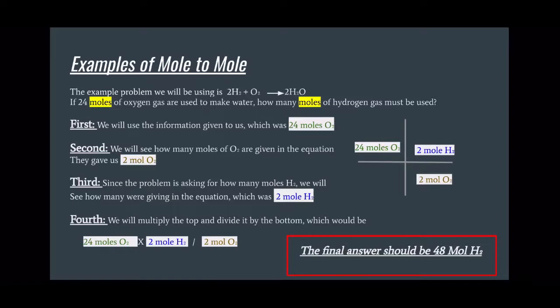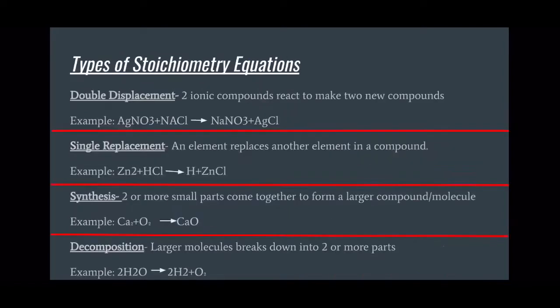Third, since the problem is asking for how many moles of hydrogen, we will see how many were given in the equation, which was 2 moles of hydrogen. Fourth, we will multiply the top and divide by the bottom, which will be 24 moles of oxygen times 2 moles of hydrogen, over 2 moles of oxygen. The final answer should be 48 moles of hydrogen.